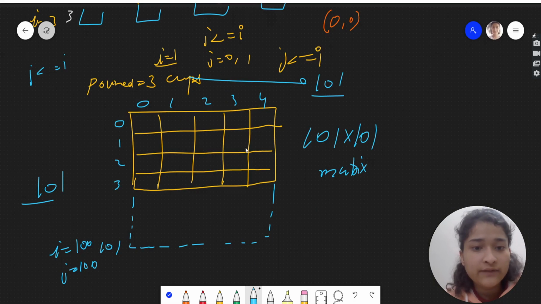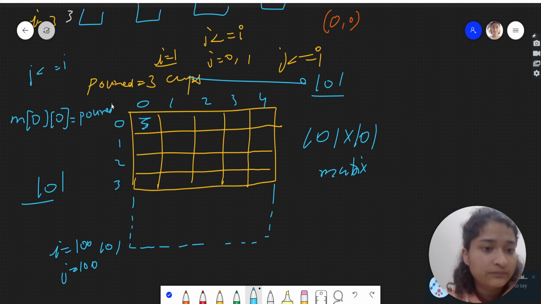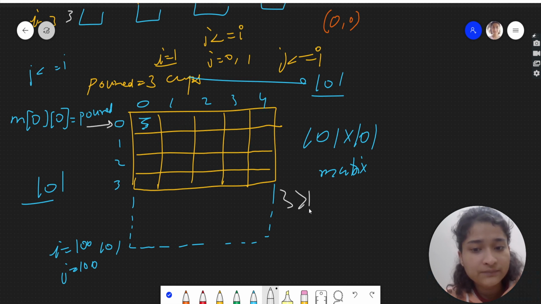So all cells will have value 0, right? Initially 3 cups are poured, so I am here in the 0 comma 0, that is, let's say m 0 comma 0. I am just storing the value poured 3. Now what we will do, we will traverse this row and we will check 3 is greater than 1, means this will overflow. How much will overflow? 3 minus 1, 2. 2 will overflow. So it will go in the left and it will go in the right. So left is here, right is here. How much will go in left? This 2 divided by 2, 1. So 1 will go in left, 1 will go in right.